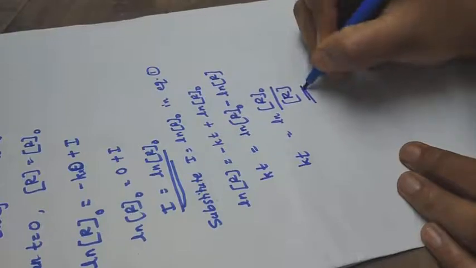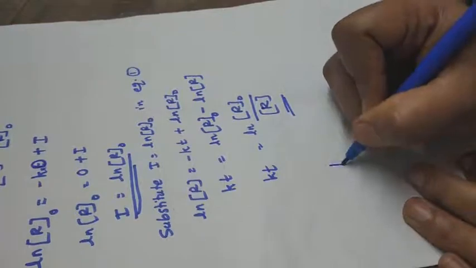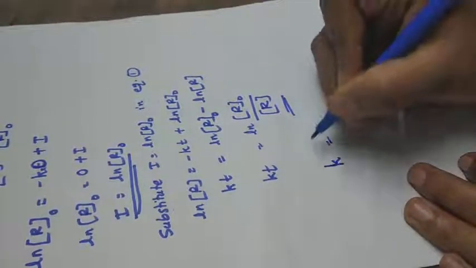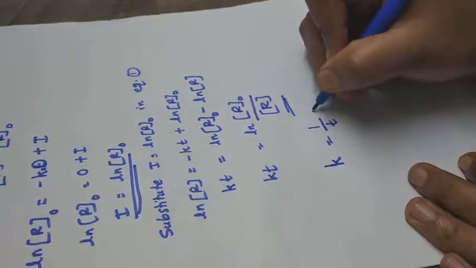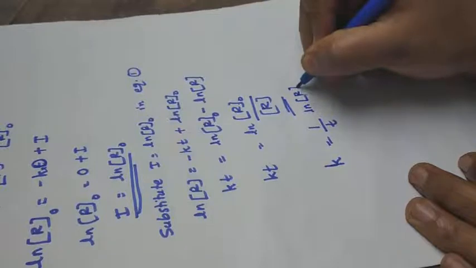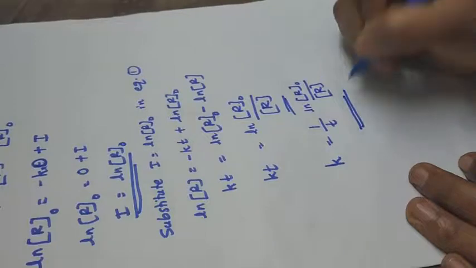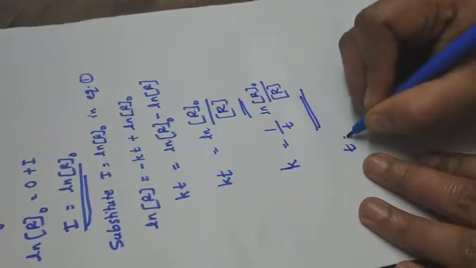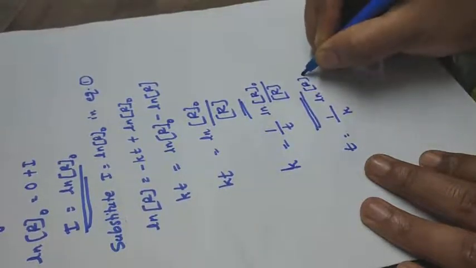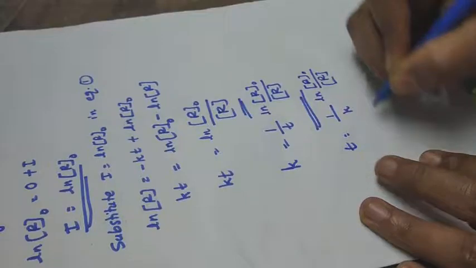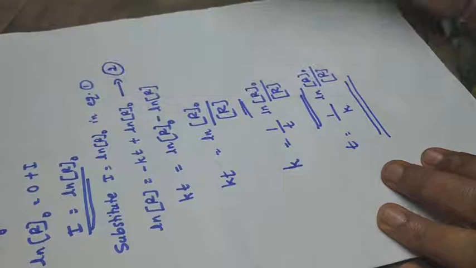Okay, so now if you want the value of k, rate constant k, take t to the right side, k equals 1 by t into ln R naught divided by R. Okay, so if you want t value, then t equals 1 by k ln R naught divided by R. Okay, so this is the expression. This is the second equation.